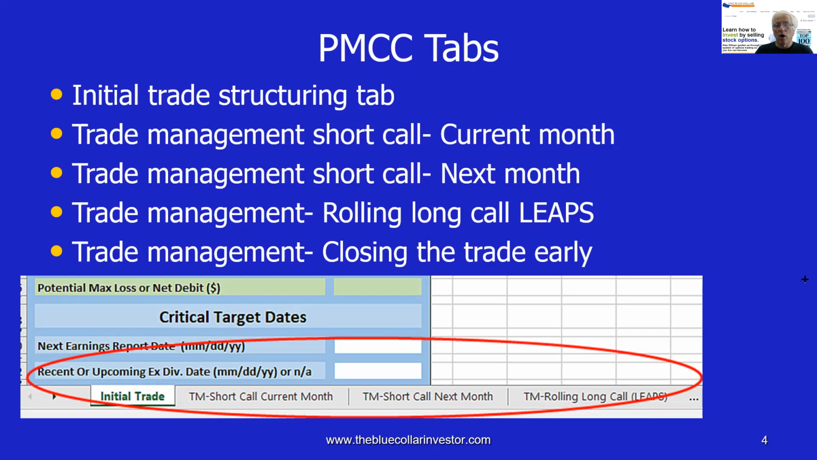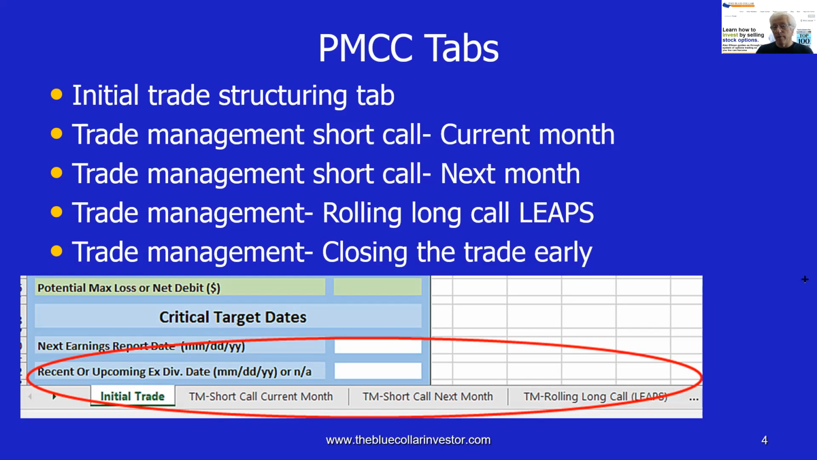And at some point in time, if you want to remain in the trade, you're going to have to sell that LEAPS option and buy another one. You've got to roll it out. So the calculator will do all the math for us in terms of rolling out 1 year, rolling out 2 years. So that's an important tab to have related to the long aspect of the Poor Man's Covered Call trade.